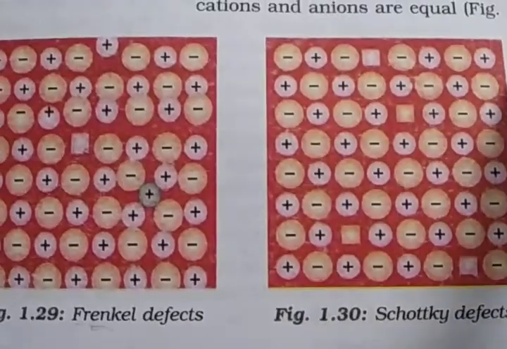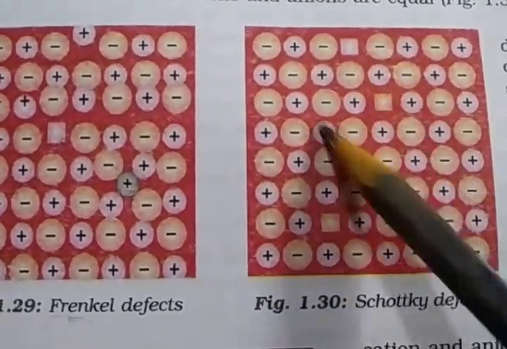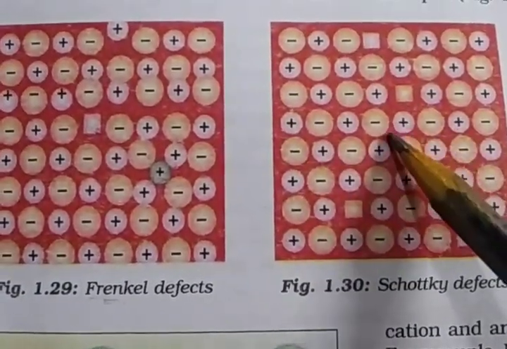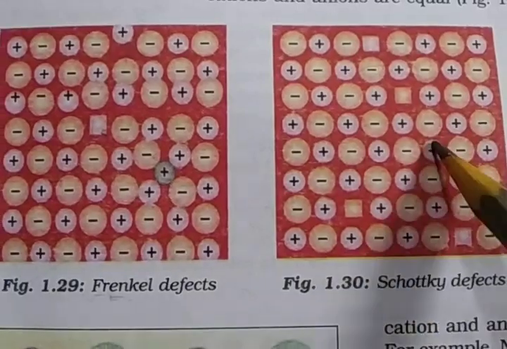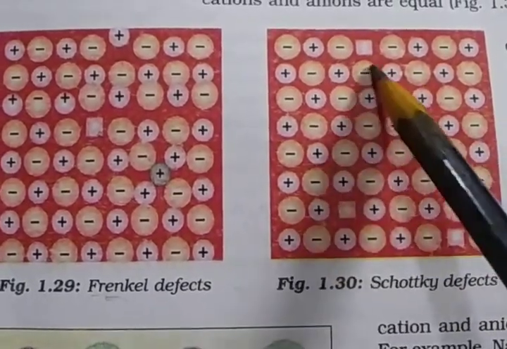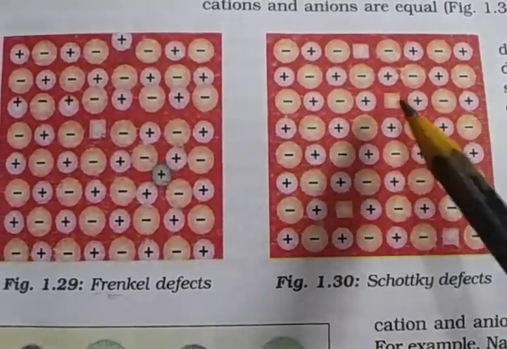Schottky defect, here you see. Schottky defect is basically a vacancy defect in ionic solids. In order to maintain electrical neutrality, the number of missing cations and anions is equal. Here you see between the anions a cation is missing, and here between the cations an anion is missing.